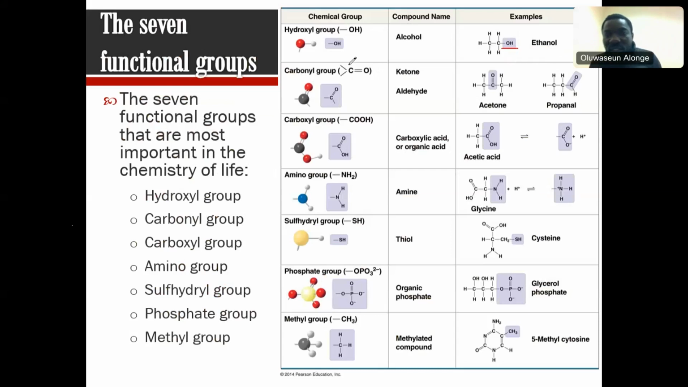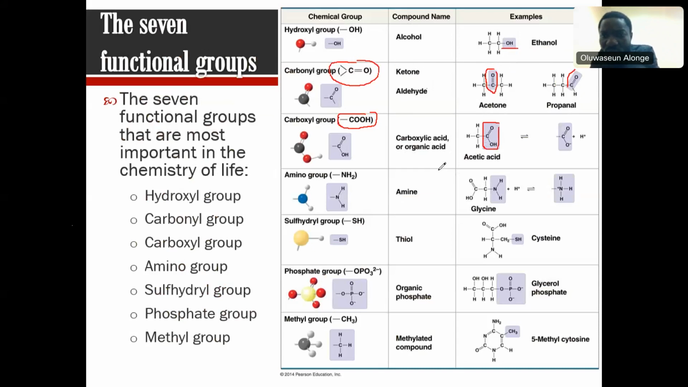Now, when you see this symbol, it is a symbol for either ketone or aldehyde. So when you see this here, that is a ketone. When it is at the terminal, that is propanal or aldehyde. Now, this is COOH, which I mentioned earlier. You can tell that this is a carboxylic group. All right. So here is the carboxylic group.